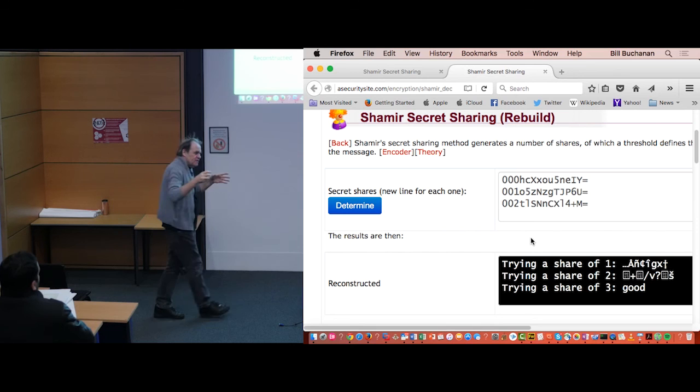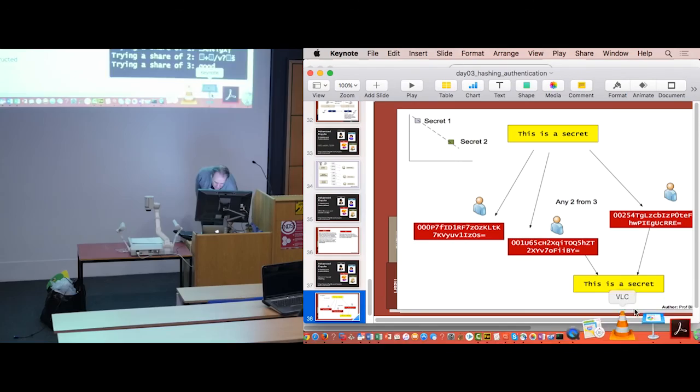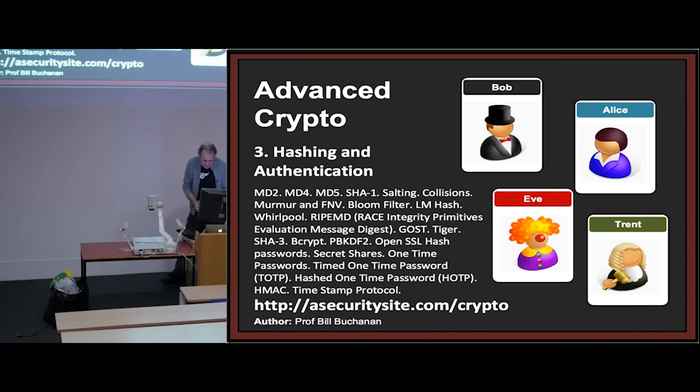So that's the Shamir method from there. So what we'll do is we'll have a break for 5 minutes and then we'll do some lovely digital certificates.